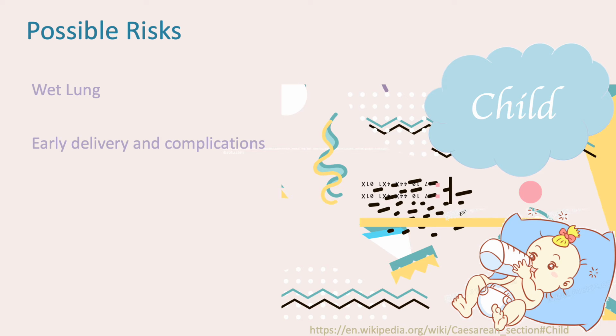The second one is early delivery and complications. The due date is important for the child's development. However, the due date calculation may sometimes be inaccurate. Even a few days before 39 weeks may increase complications in the baby's future. The third one is higher infant mortality risk. And the last one is worse health outcomes later in life. The baby may have developmental problems, including some mental conditions such as autism and hyperactivity in the future.